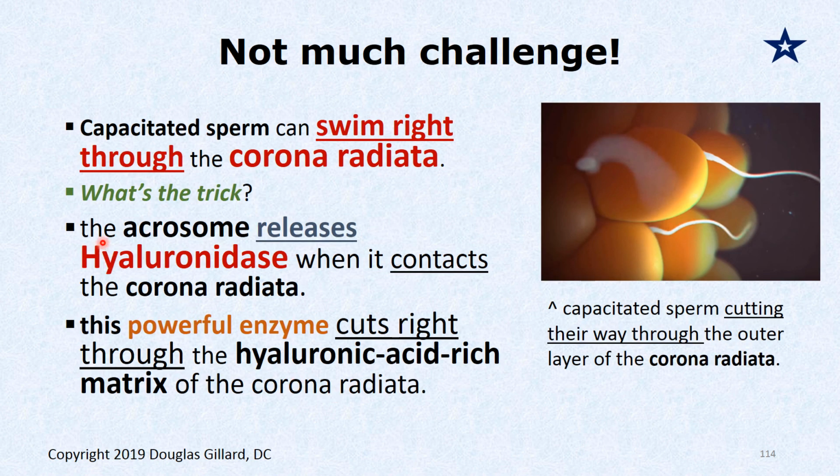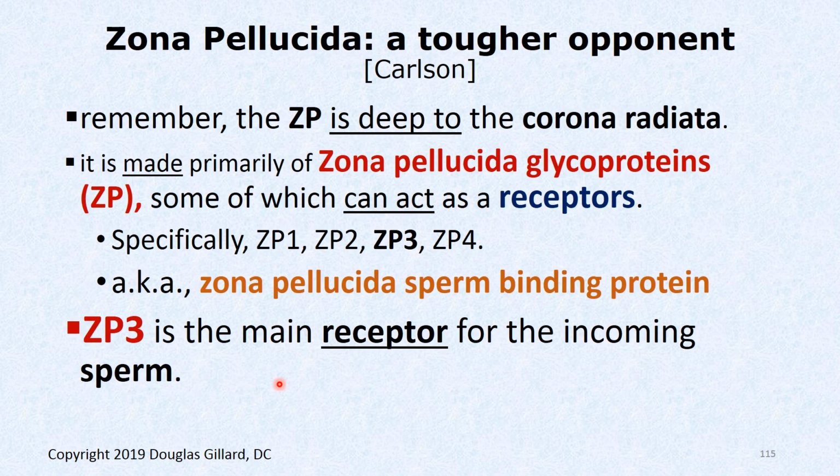Now, I see something wrong here. So a capacitated sperm is going right through the corona radiata. The acrosome, that's the helmet of the sperm, releases hyaluronidase when it comes in contact with the corona radiata. Yes, so that's coming out of the sperm, that's correct. And that enzyme just kind of sprays out, and it can cut right through the matrix with that process.